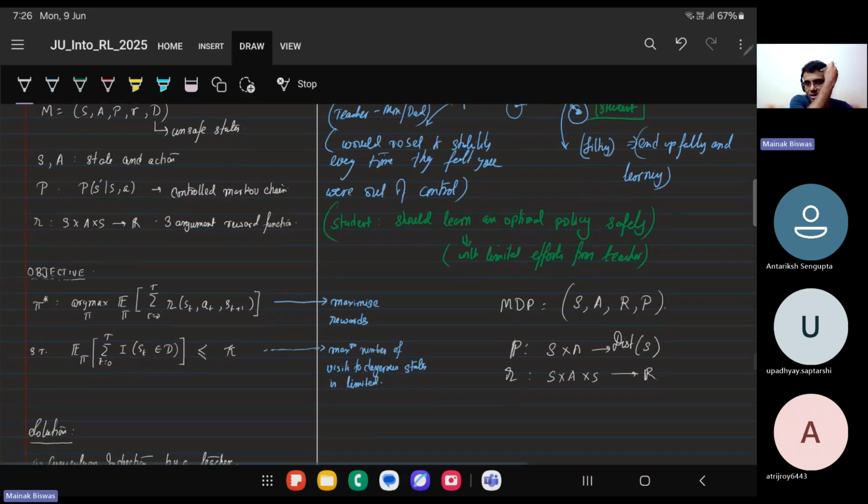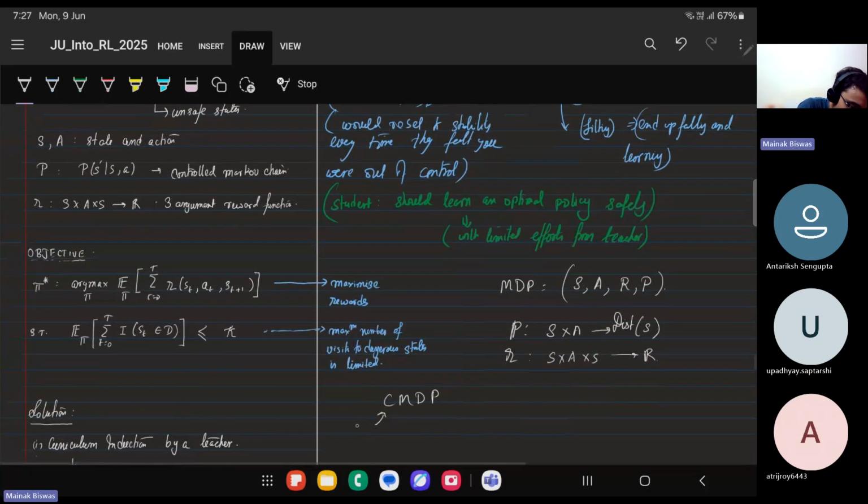So in addition to this, a constrained MDP, CMDP. Sorry, this is not controlled, this is a constrained Markov chain. A constrained Markov decision process can be written as states, actions, rewards, probability, along with something called D. D is the set of unsafe states.